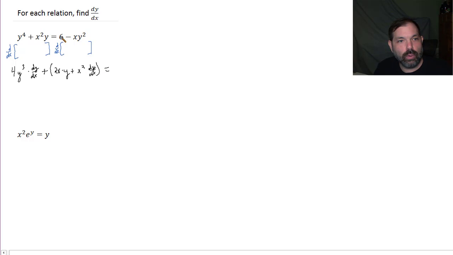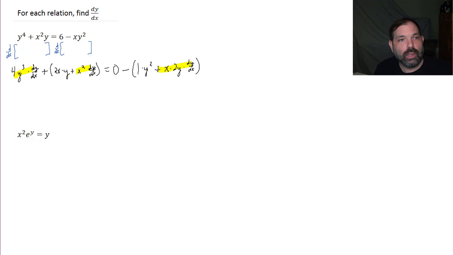Right hand side, this equals the derivative with respect to x of 6, which is 0. Minus, and then again xy squared, I'll have to use a product rule here. So I'd have 1 times y squared plus x times 2y dy dx. So now notice that I have several terms that have the dy dx associated with them, and that all the dy dx's are raised to the first power.